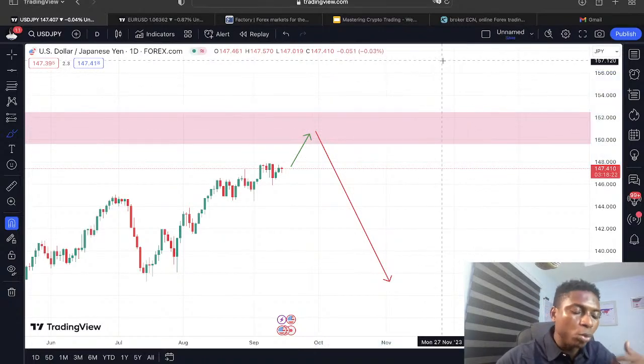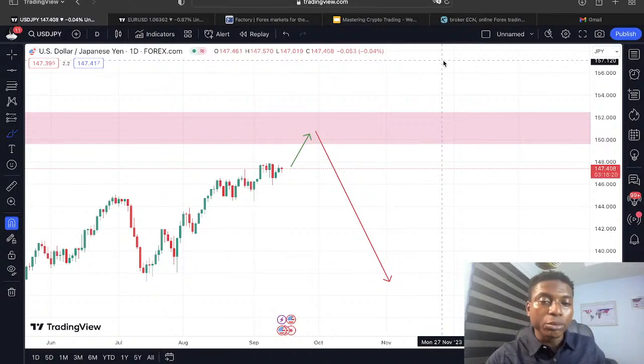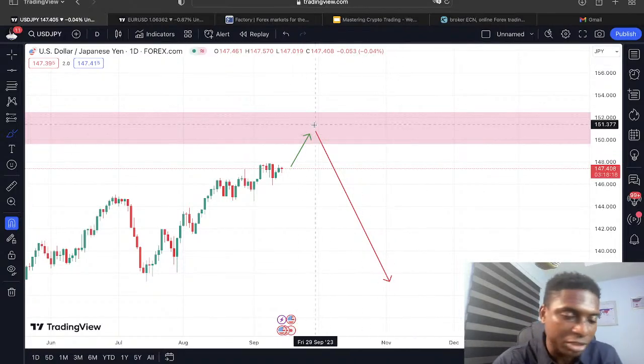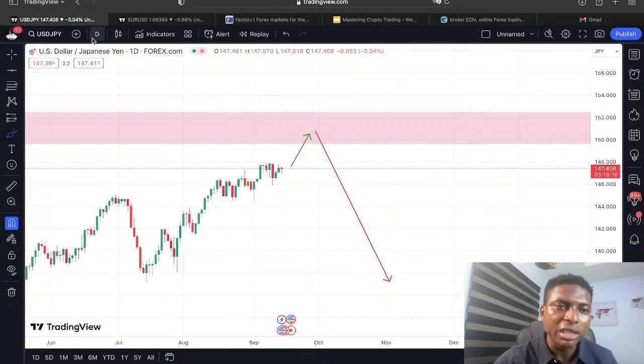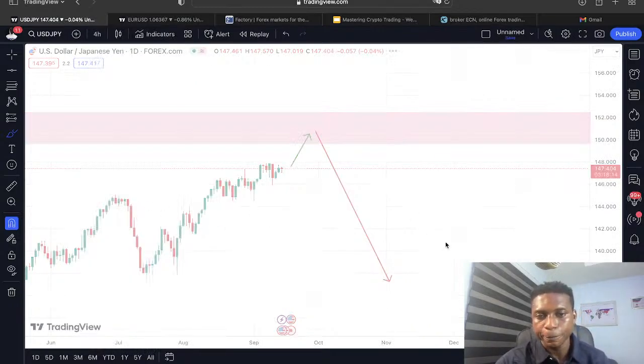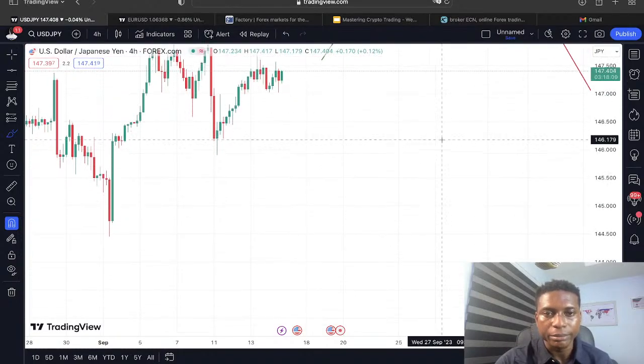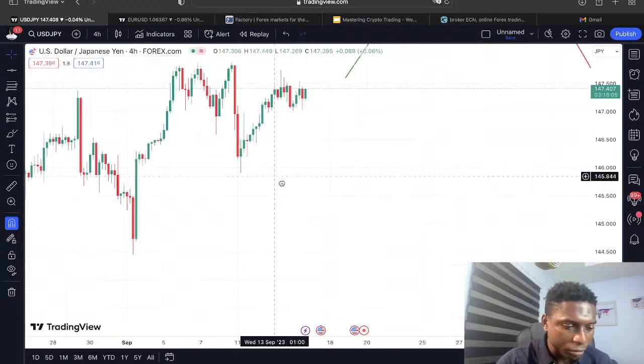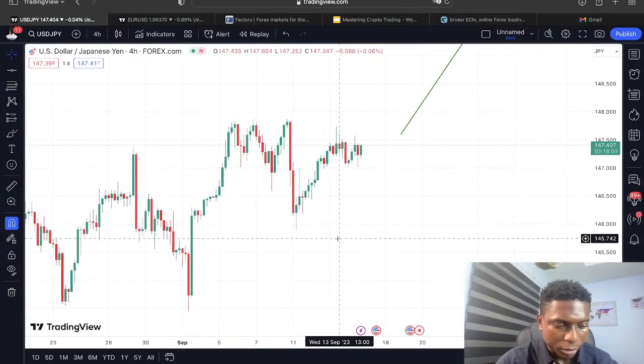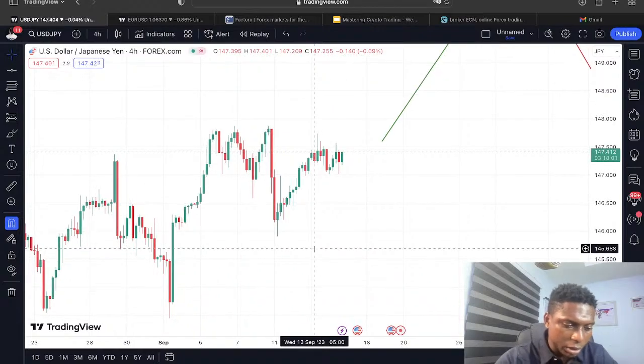That's what we would see happen on Euro USD once it gets to this level. And of course, currently Euro USD is a buy. Oh, sorry. Euro USD currently is a buy.